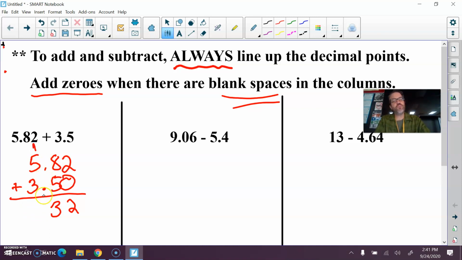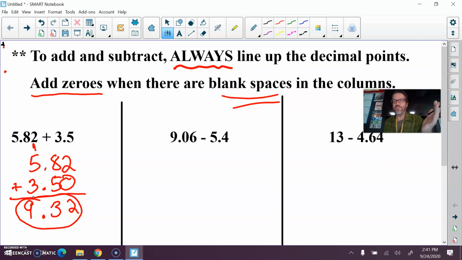Now, the decimal point comes straight down into our answer. So now here I have 1, 5, and 3 that get added together. 1 and 5 is 6. 6 plus 3 is 9. My answer is 9.32. Okay? Now, we do the same thing when we're subtracting.